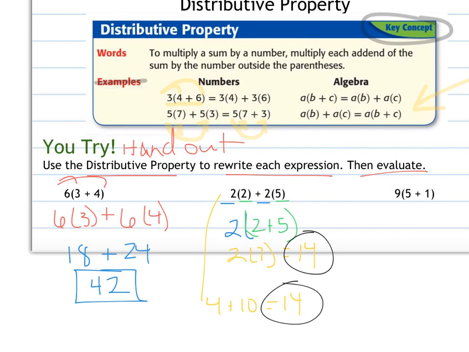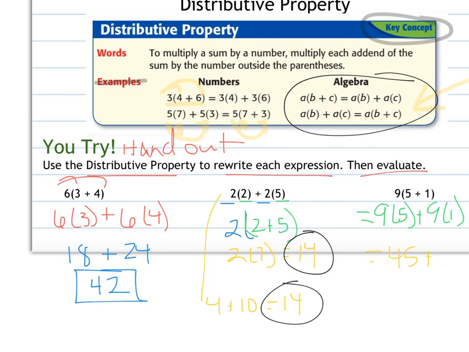Some of you might be wondering then why you would use this. Sometimes it's going to come in handy definitely when there's algebra and there's letters that we don't know. So think about how that could happen. So an equivalent expression to this would be 9 times 5 plus 9 times 1. Evaluating that expression would be 45 plus 9 for a value of 54. So these are equivalent expressions using the distributive property.